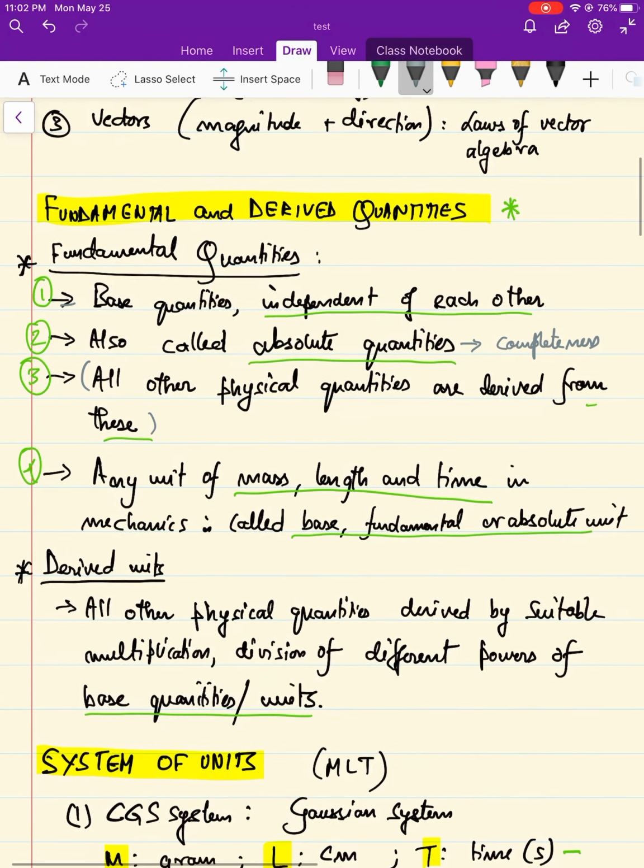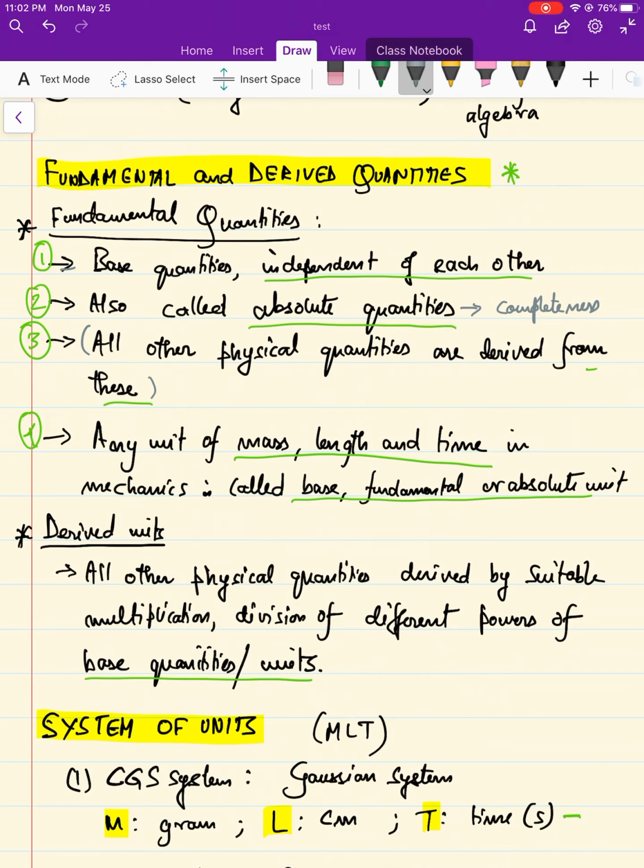Point number 4 states what exactly these physical quantities are. What are we talking about? For our case, it is mass, length, and time. So these three are the building blocks of all physical quantities, and they are also known as base, absolute, or fundamental units.